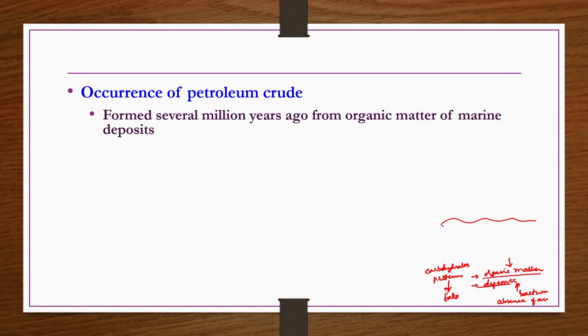Fats would be formed. These fats would be accumulated over the years and they form reserves of crude petroleum. This is happening deep underneath the earth. The organic matter of marine deposits would be attacked by certain kinds of specific bacteria, and under anaerobic conditions, or in the absence of air, these bacteria convert the carbohydrates and proteins of these deposits into fats, and those fats are accumulated as crude resources.